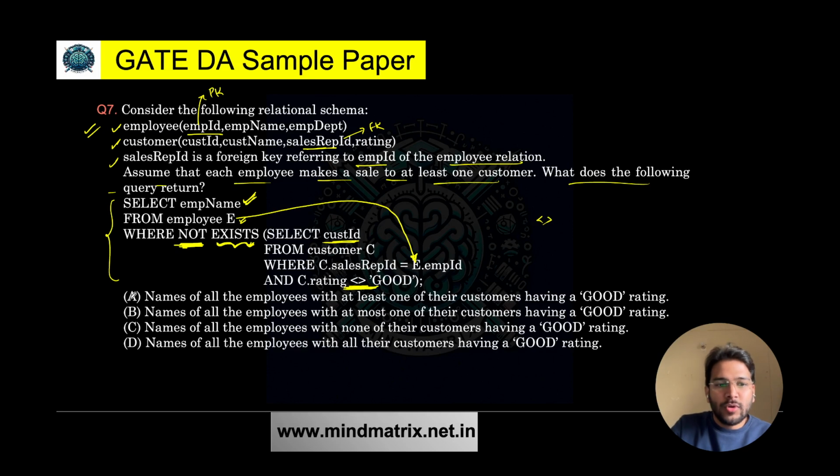Okay, so here if you see option A, name of all the employees with at least one of their customers having a good rating, no. Name of all the employees with at most one of theirs, no, that is also not the case here. Name of all the employees with none of their customers, no, none is not possible. Name of all the employees with all their customers having a good rating, yes, option D is the correct answer. So like this you have to solve it. Okay, you have to answer this.